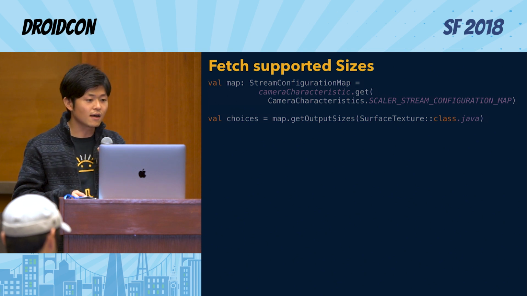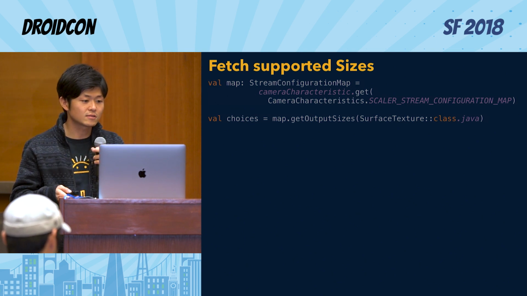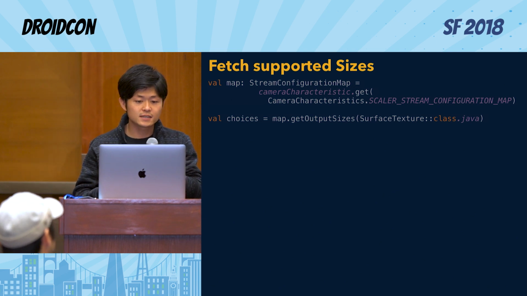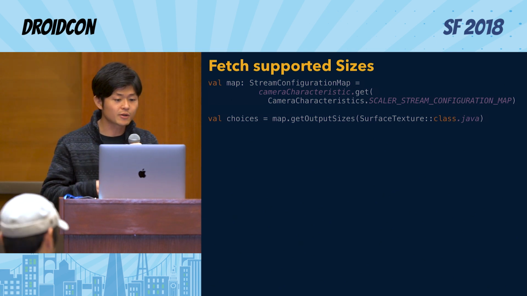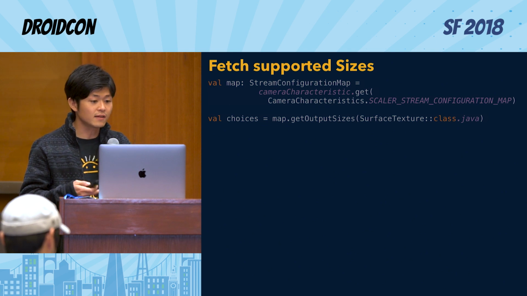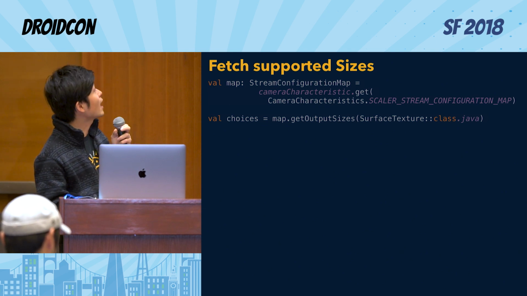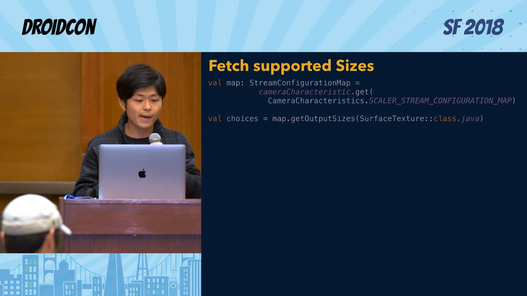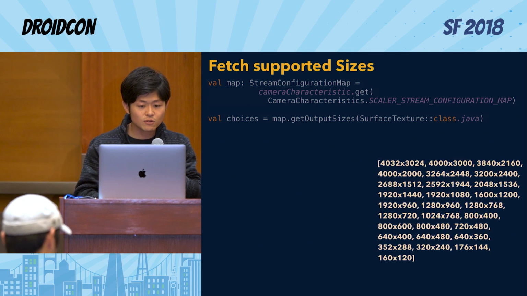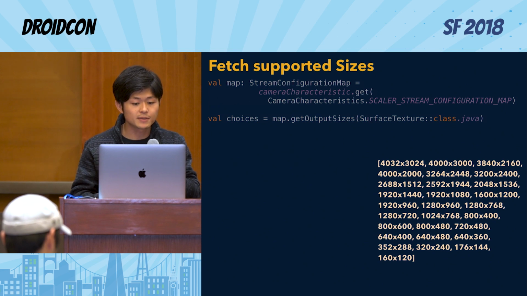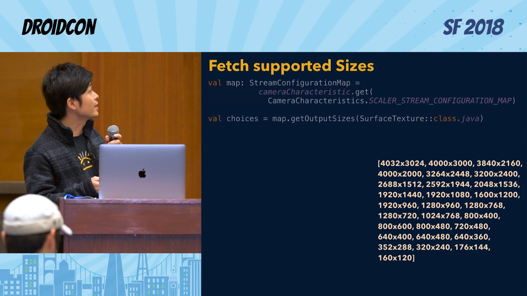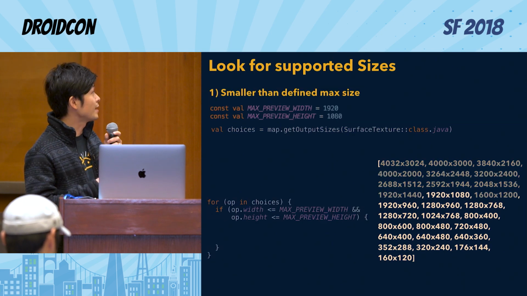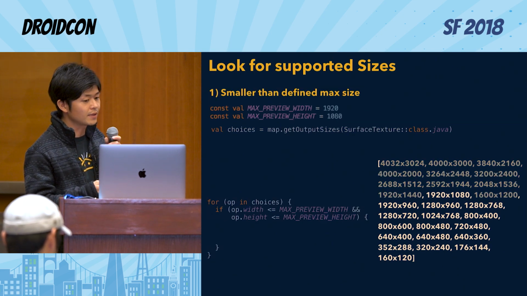Now let's go to fetching the supported sizes. Here, you can fetch the data using the CameraCharacteristics class. And then you will have the key called SCALER_STREAM_CONFIGURATION_MAP. And this will return the supported preview sizes. I got this from Pixel 3. Now, you have to choose the right preview size from here.